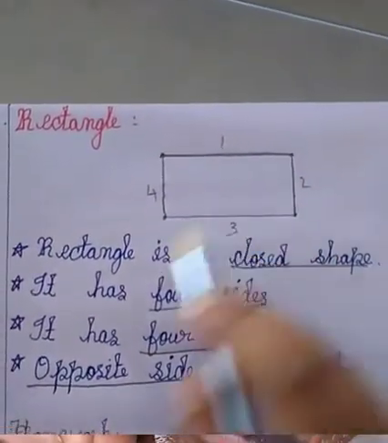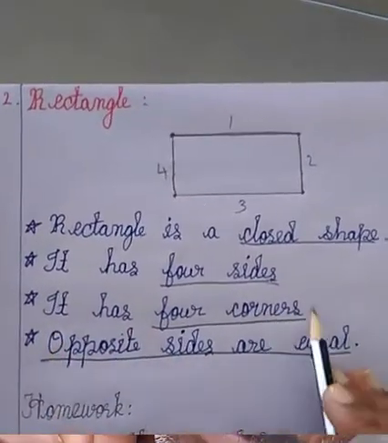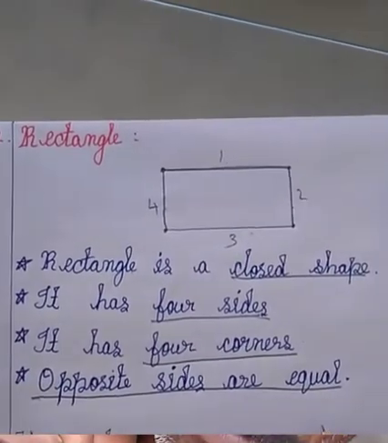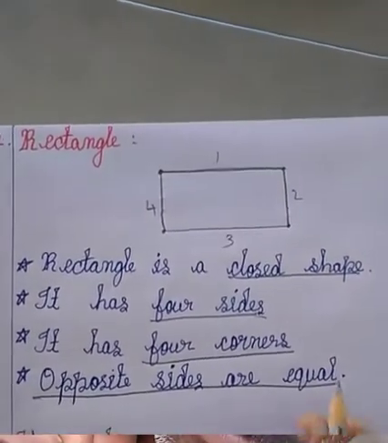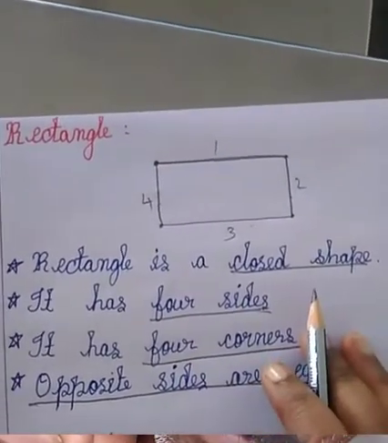Okay, rectangle means what? A rectangle is a closed space. It has four sides, it has four corners, and opposite sides are equal. These four are called the properties of a rectangle. The first four are called the properties of a square and the other four are called the properties of a rectangle.